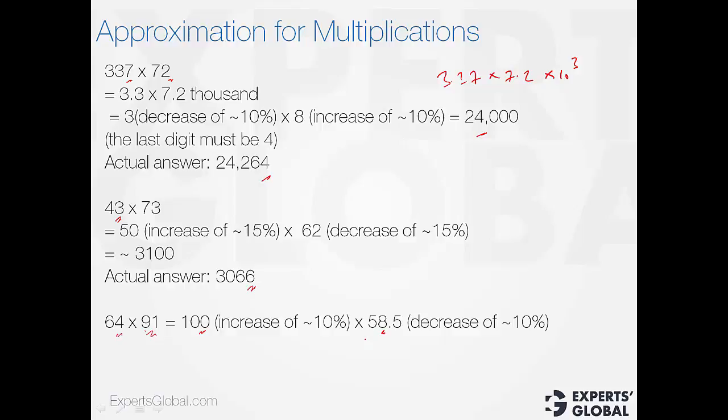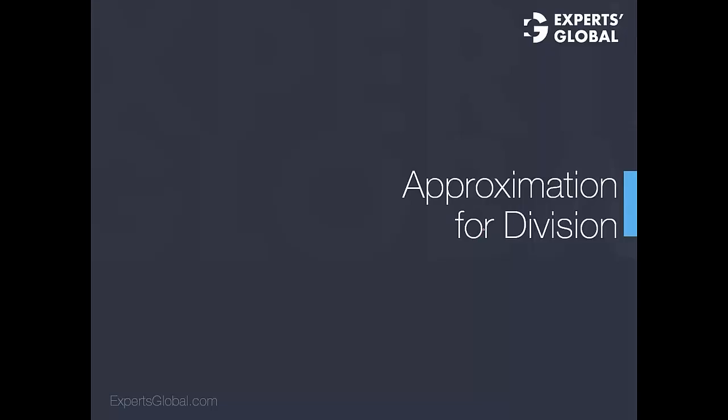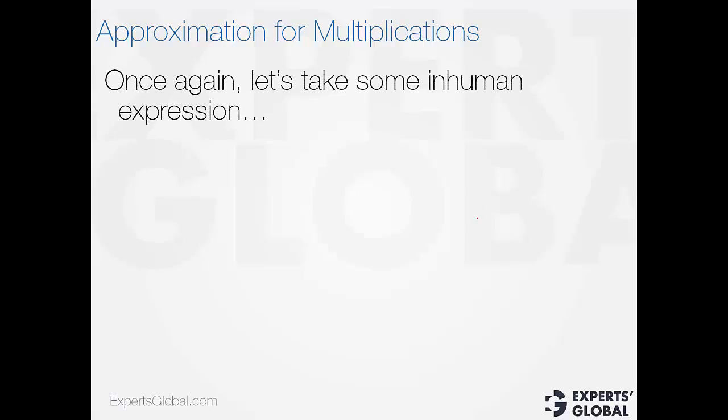Slight mistake here, this should have been 57.5, so you should get 5750, 5824. So yeah, you end up getting close enough with these approximation ways. And now similarly, approximation for division, a very similar approach. Take some inhuman number just to explain the concept.